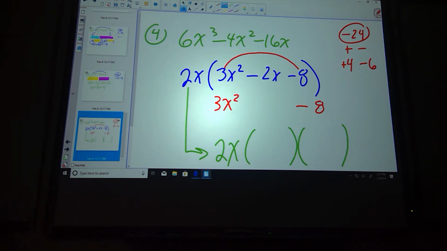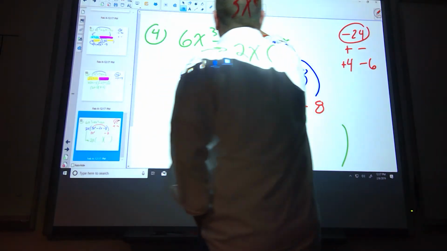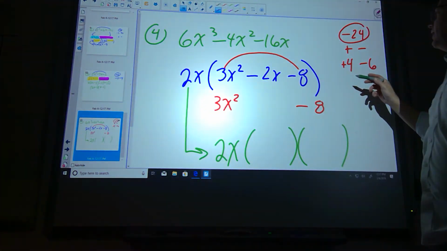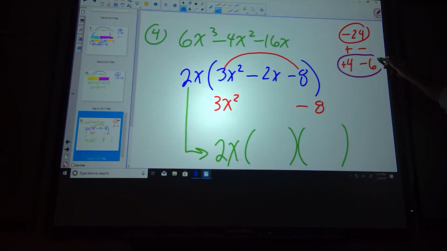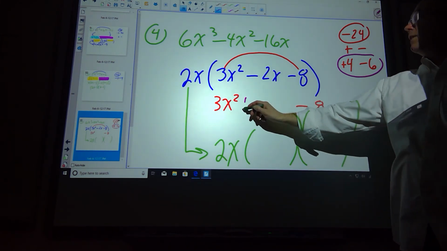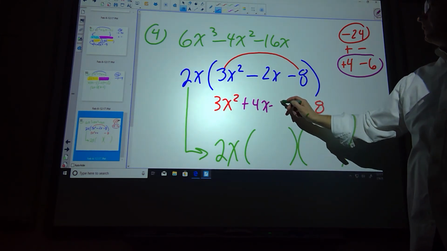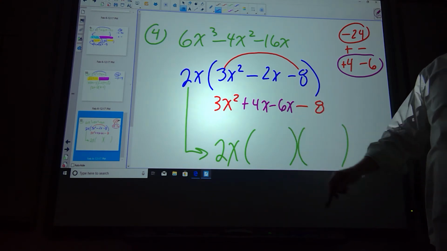All right, Anna. Anna, Christian's done a fine job figuring this out for us. So what am I going to stick here in the middle of these? Plus 4x minus 6x. I like it. Okay.